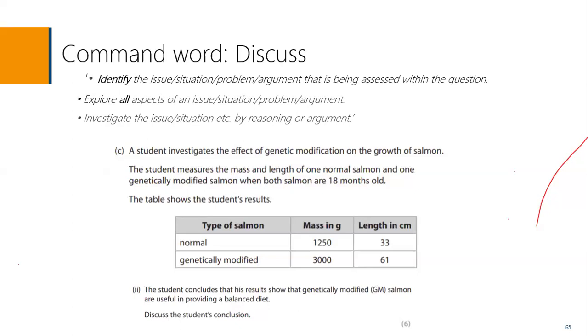We're going to come on in a few minutes and have a look at some answers. But first of all, we're going to think about the command word discuss, which requires students to explore all aspects of an issue or a situation or a problem.